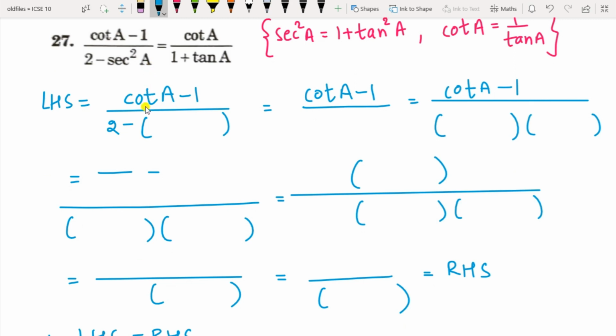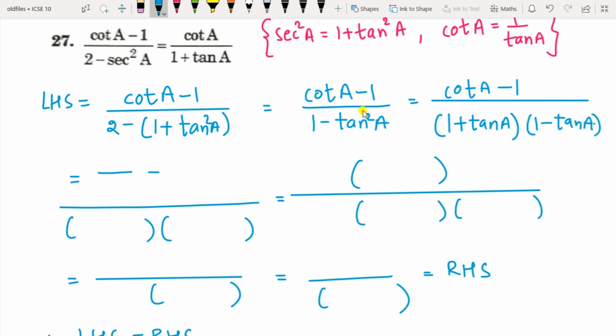So here, for cot a minus 1 and 2 minus sec square a, you have to substitute sec square a as 1 plus tan square a. So here I am substituting 1 plus tan square a. We are solving the LHS here. So 1 plus tan square a. Now if you open this bracket, it will be minus 1 minus tan square a. So 2 minus 1 is 1 minus tan square a. So this is a square minus b square. It will be a plus b and a minus b.